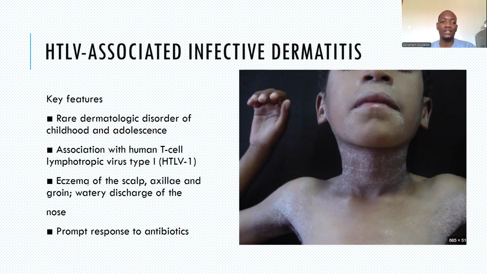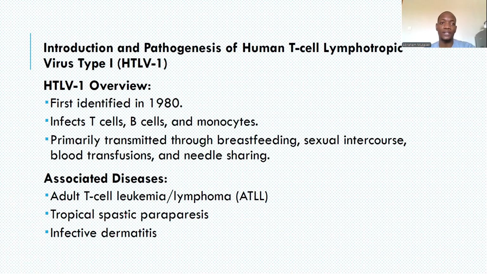In the presentation, this eczema oftentimes affects the scalp, the axilla, and the groin, as well as the nose. So the patient will have a watery discharge from the nose, as well as a rash that can look like atrophy that covers the scalp, the axilla, and the groin. So how do we know that it is an infective dermatitis? In this case, when you give any antibiotic, the rash will show a very prompt improvement, only to reappear after you have stopped your antibiotic.